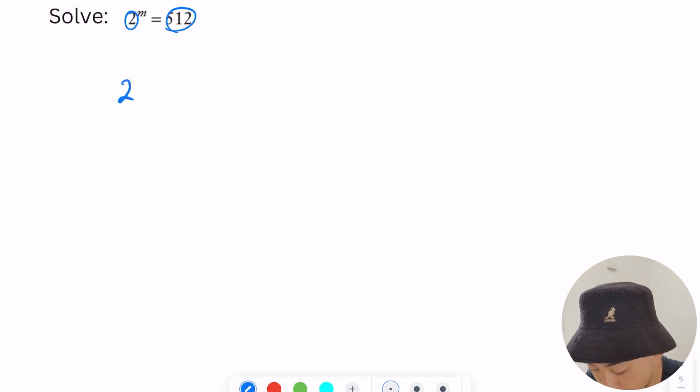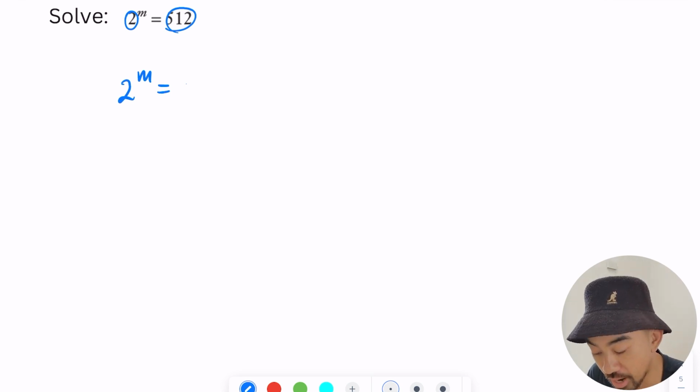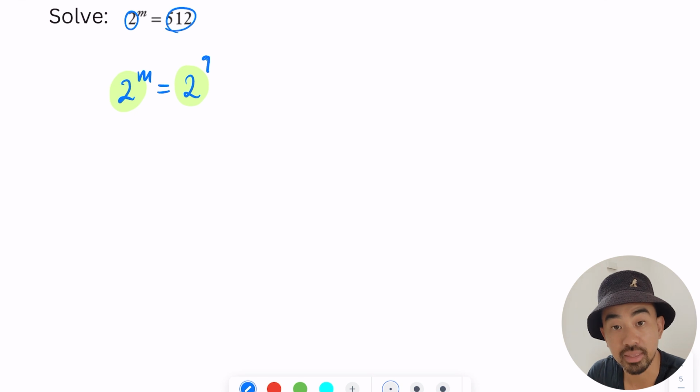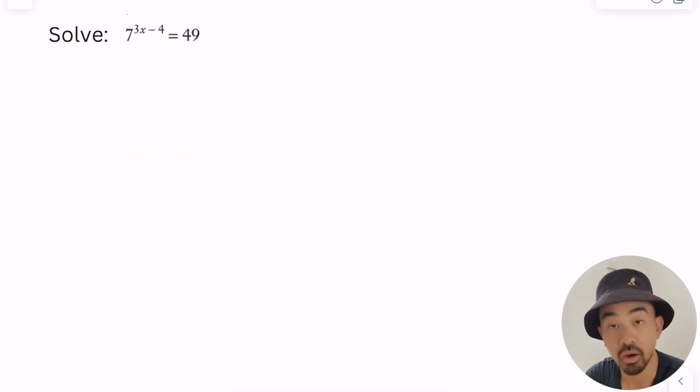All right, so 2 to the power of m is equal to 512. Now I know, just by trial and error in my calculator, that 512 is 2 to the power of 9. Okay, now once these bases are the same, so the 2 and 2 are good, I can make the indices the same. So all I have to say is m equals 9 and I'm done. All right, here's the next example.